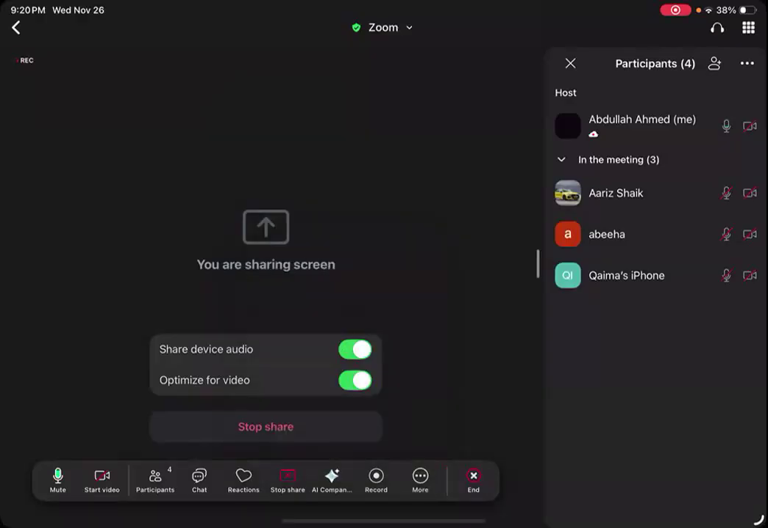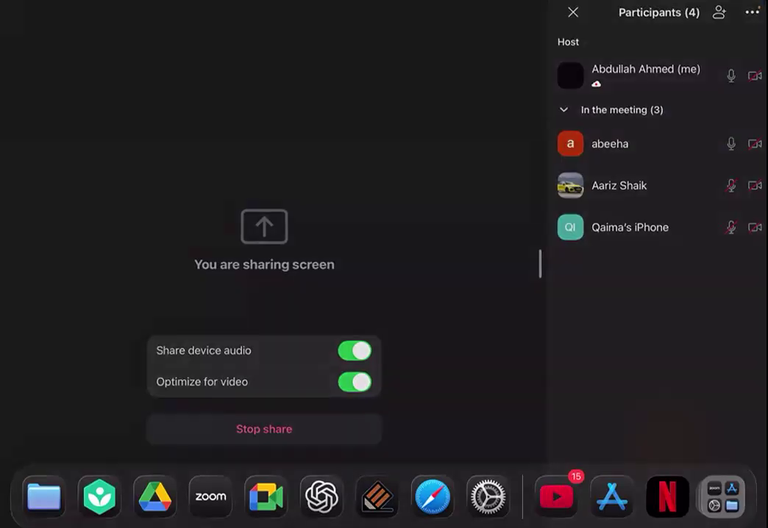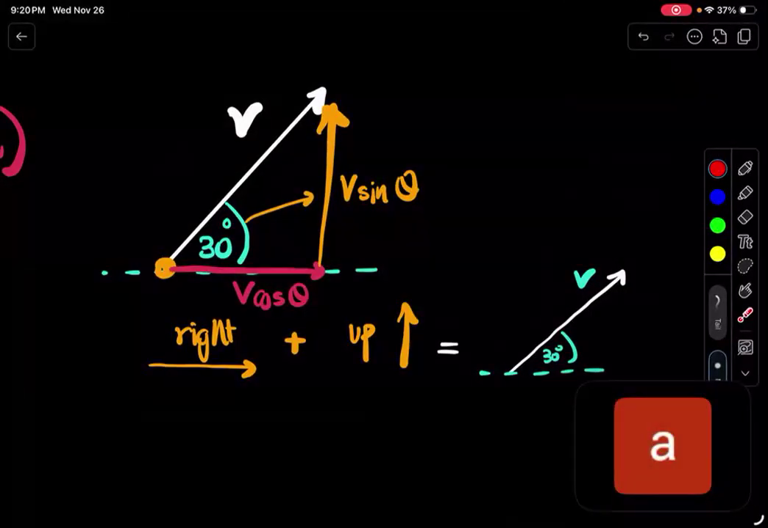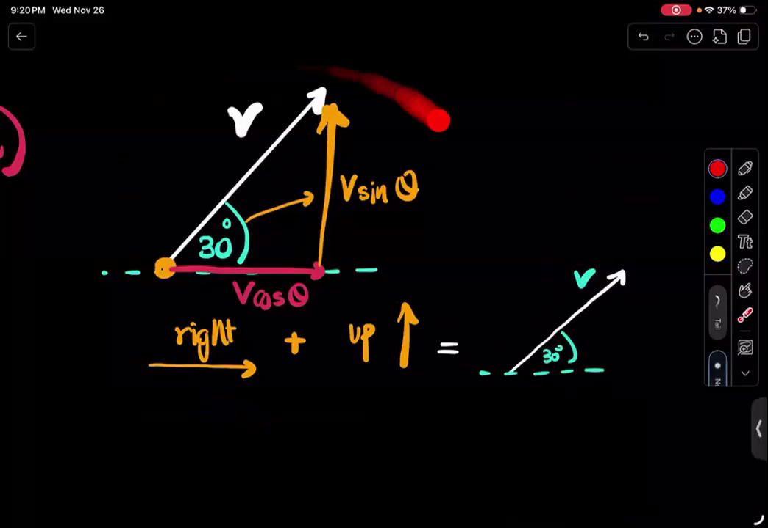Yes, Abiha, can you hear me? Yeah, I'm sorry, I just disconnected. Okay. Did you listen to this bit? Yes. Okay. Do you have a problem in understanding vector resolution because you haven't studied it with me? Did you get this part? Yeah, I got it basically. You got it? Oh, okay.